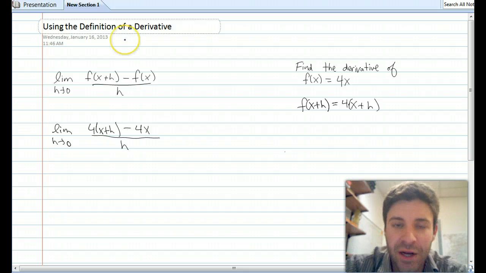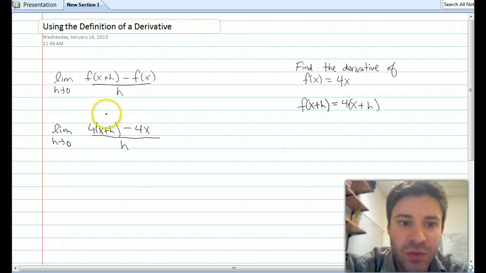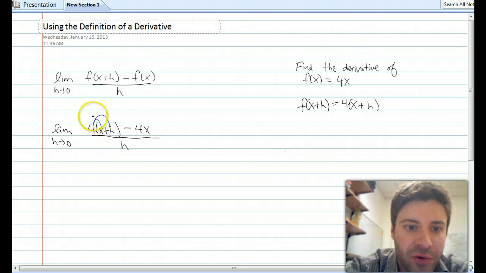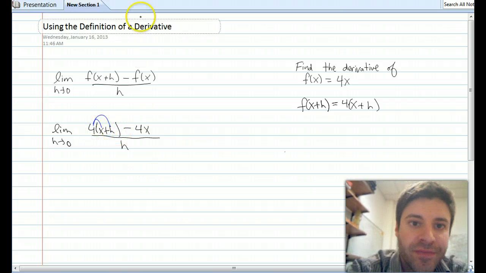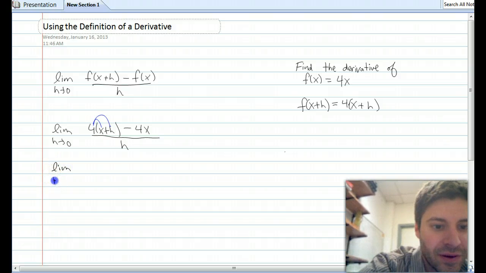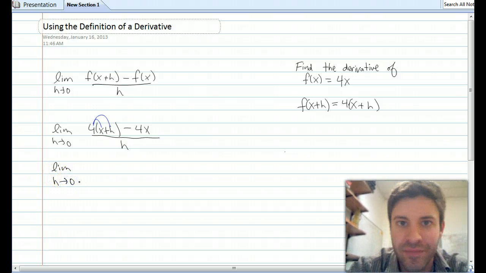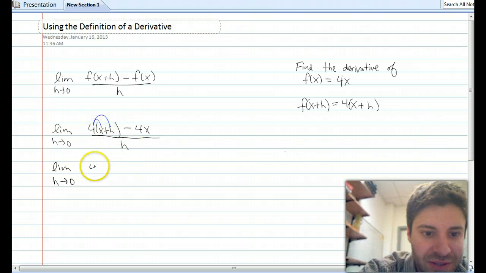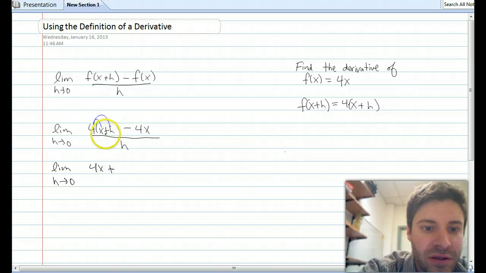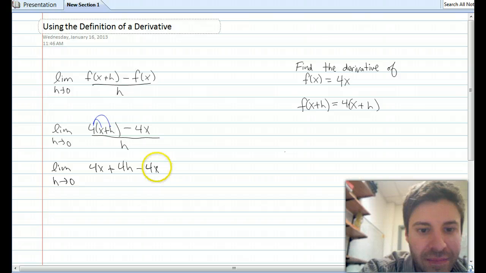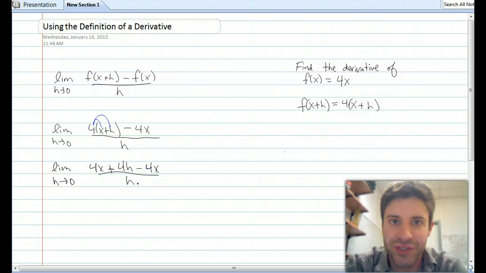After you've plugged these things in, hopefully you're going to have something that you can simplify. Now, if you're an algebra student, the first thing you probably think when you look at this formula is, well, maybe I can distribute that 4 through the parentheses. Maybe I can multiply the 4 by the x and also by the h. And that would be a perfect idea. We're going to copy everything else down. We're going to copy down the limit as h goes to 0. And we're going to distribute the 4 through the parentheses. That's going to give us 4 times x plus 4 times h. Everything else gets copied down, and it looks something like that.